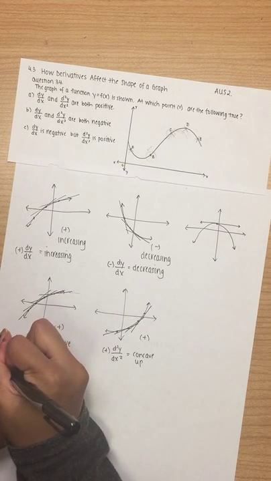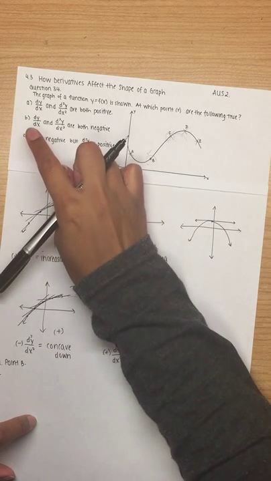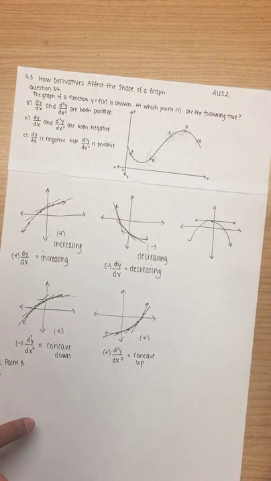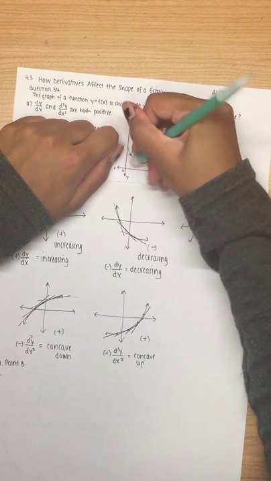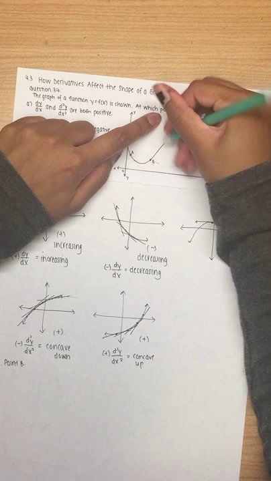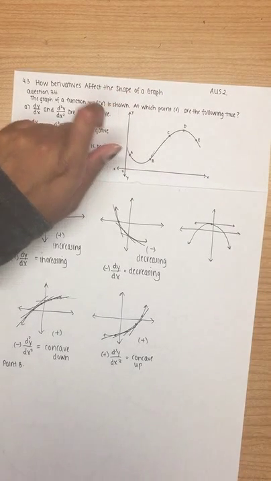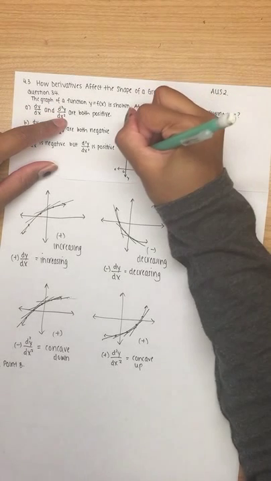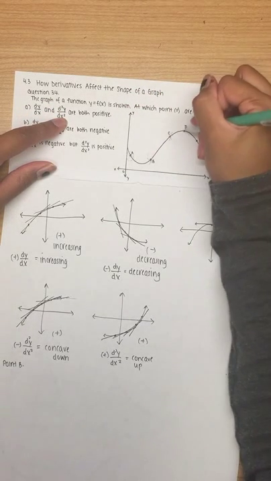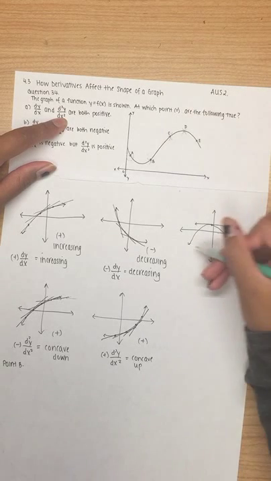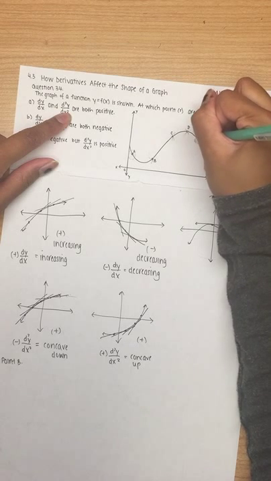Now moving on to part B. The first derivative and the second derivative are both negative. As we saw up here, when the first derivative is negative, that means the function is decreasing. So we're going to look at points on the graph where the function is decreasing. A is an option, B is not an option, it's increasing, C is not an option, it's increasing, D again is not an option because it's neither increasing nor decreasing, and E is also an option.